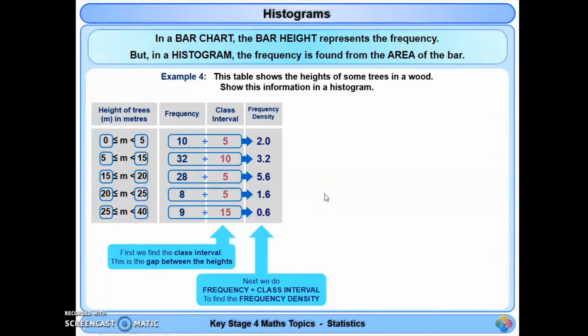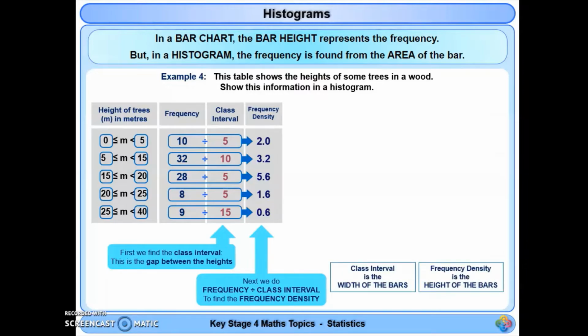Okay, so now we're going to use the frequency density. We're going to plot it up our vertical axis, our y-axis, in order to draw the histogram. Okay, the class interval is going to give us the width of the bars, and the frequency density is going to give us the height of the bars when we come to draw this histogram.